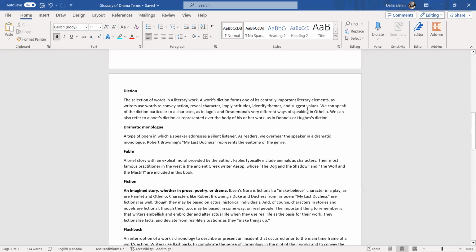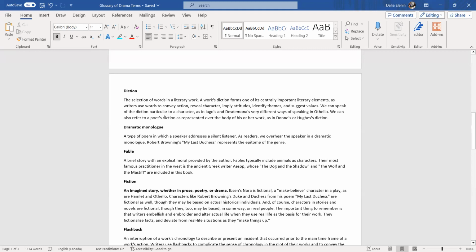And also it suggests the values. You could tell that the character cares for something or doesn't care for something, neglects something, is more into something, or doesn't pay attention to something. All of that could be revealed from the choice of words.